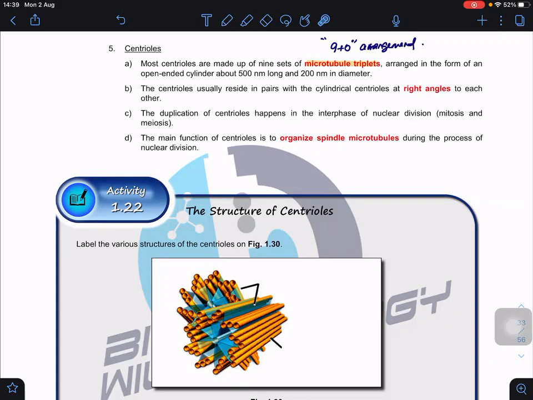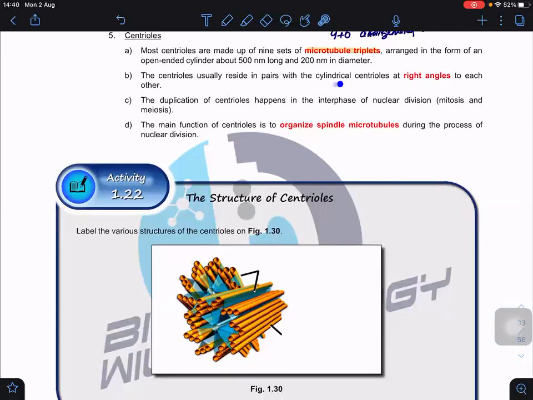So the centrioles usually reside in a pair, with the cylindrical centrioles at right angles. The duplication of centrioles happens in the interface of the nuclear divisions. This is not really correct, so guys, cancel my mistake. Interface of the cell cycle is more appropriate. Okay, change the note a bit here. So in the interface of the cell cycle. The main function of the centriole is to organize the spindle microtubules so as to form the spindle. Here, so make it clear.